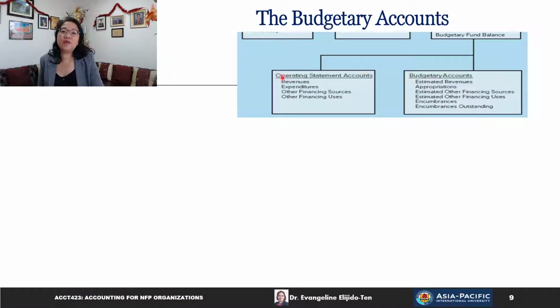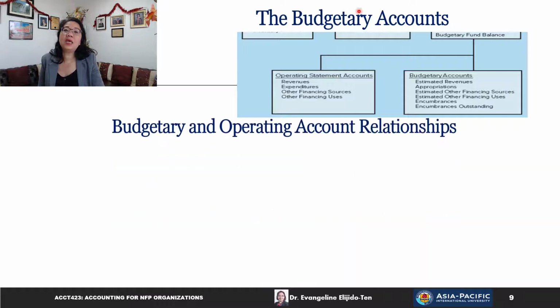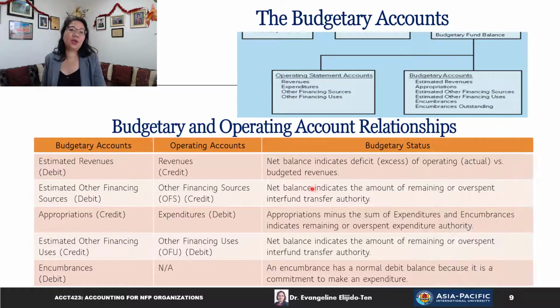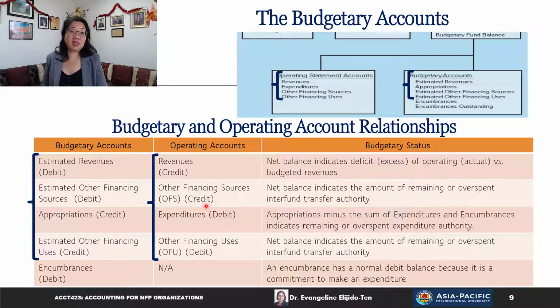So notice we are focusing now on the budgetary accounts, all right, and the relationship with operating accounts. So the operating account revenues have a credit balance, and the corresponding budgetary account estimated revenues will have a debit balance. Notice OFS in operating account will also have credit because it's just like revenue.